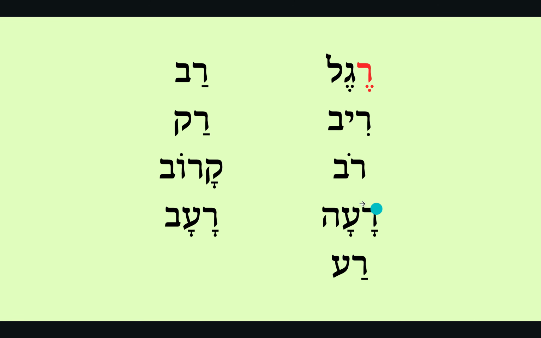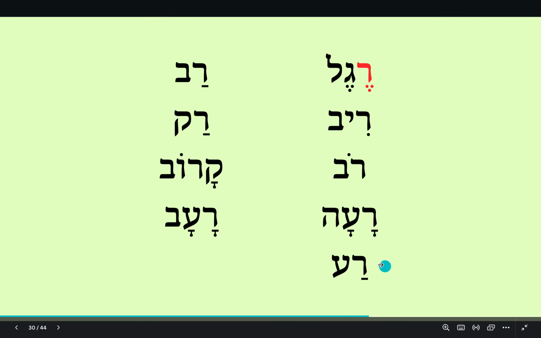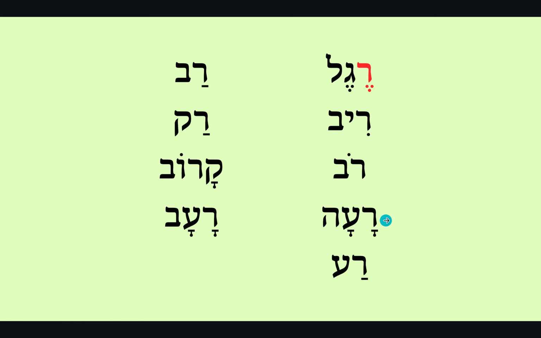Ra'ah, ra'ah. That's evil. We usually think of this as evil as a concept. It is an abstract noun like tova. Tov means good. Tova is goodness, right? Is good as a noun. Ra means evil as an adjective. Ra'ah is evil as a concept.